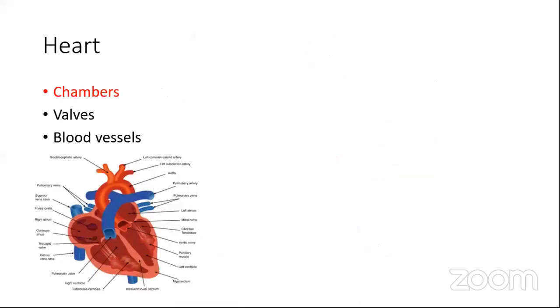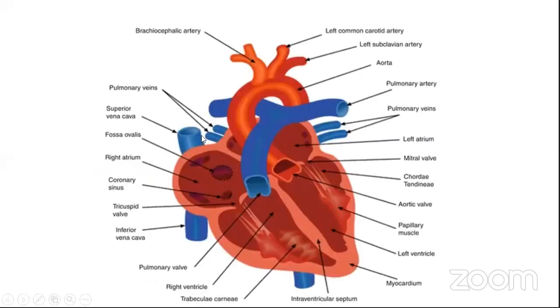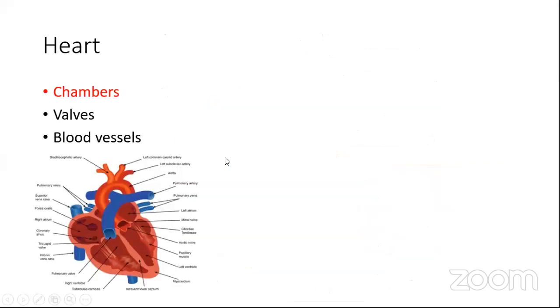Now before that, go here. The same picture. Have a look. We move on. So under these three titles, we are going to discuss the anatomy of the heart. One is chambers, valves, and blood vessels. So what are the chambers and what are the valves present in the heart, and what are the blood vessels present in the heart? Chambers, valves, and blood vessels.